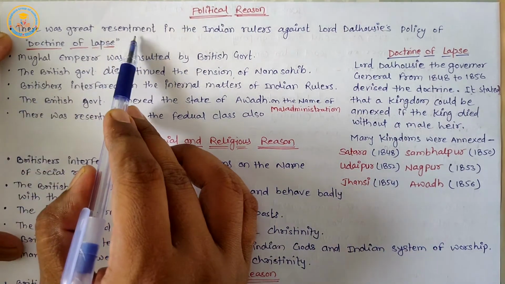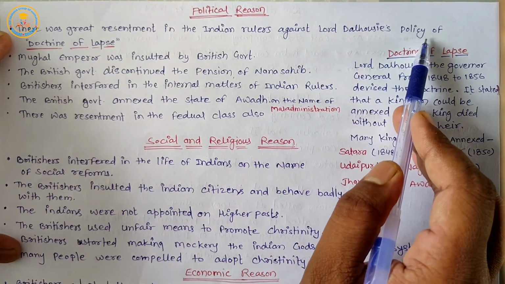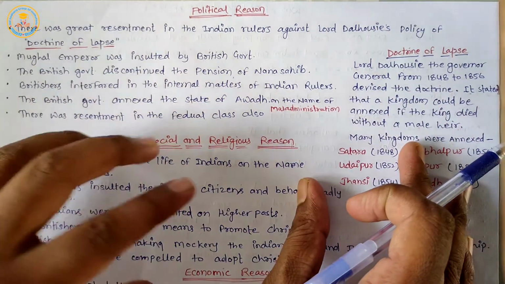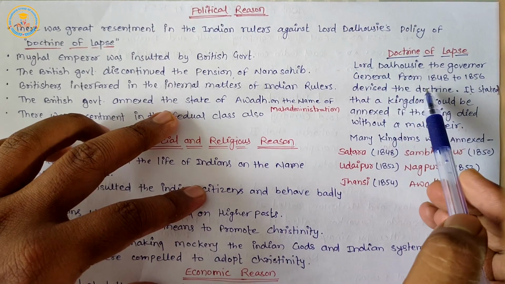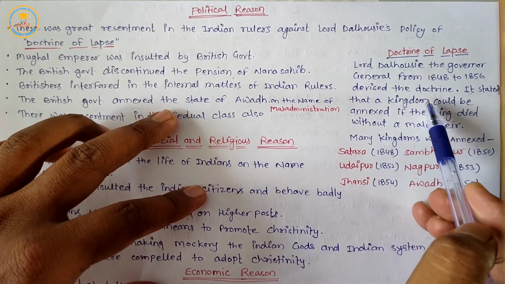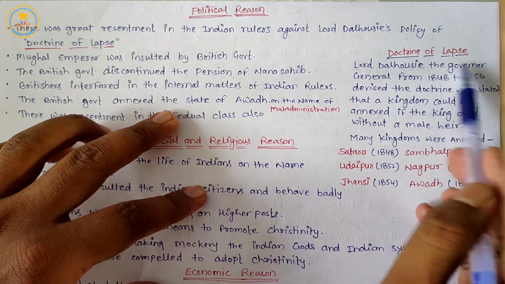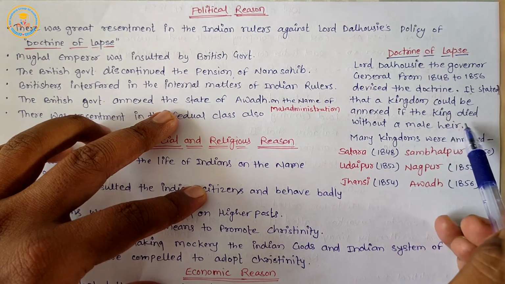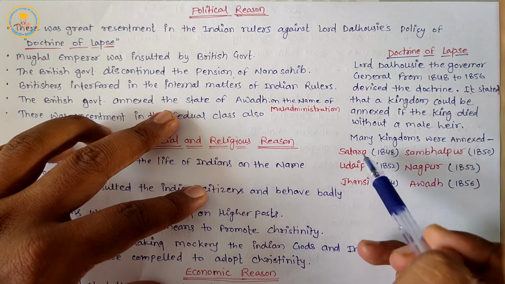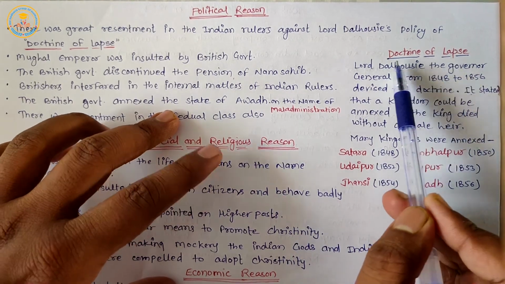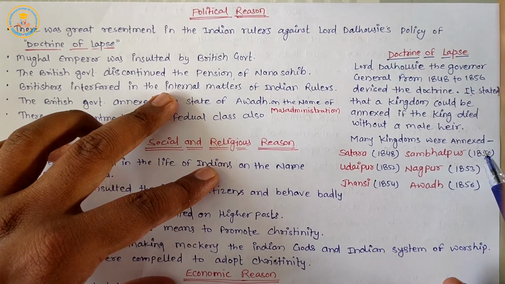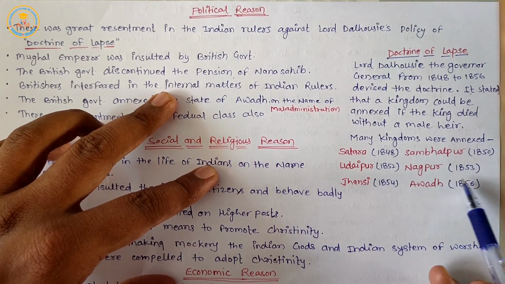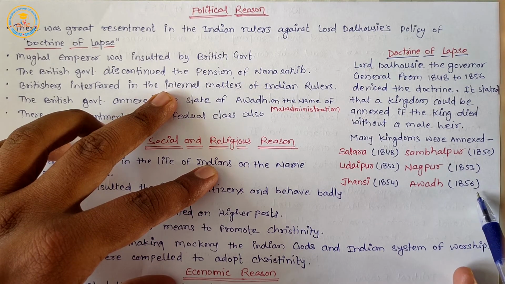Political reason: there was great resentment among the Indian rulers against Lord Dalhousie's Doctrine of Lapse. Lord Dalhousie, the Governor General from 1848 to 1856, devised the doctrine. It stated that a kingdom could be annexed or merged into the British Empire if the king died without a male heir. Through this policy, many kingdoms were merged: Satara 1848, Sambalpur 1850, Udaipur 1852, Nagpur 1853, Jhansi 1854, Awadh 1856.